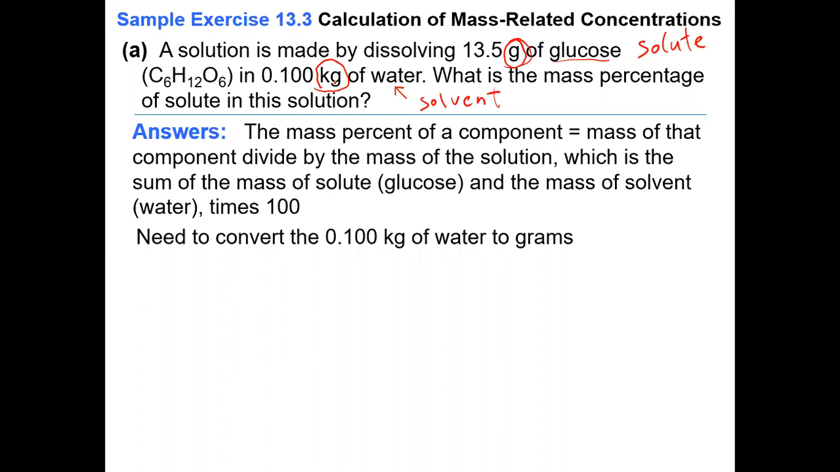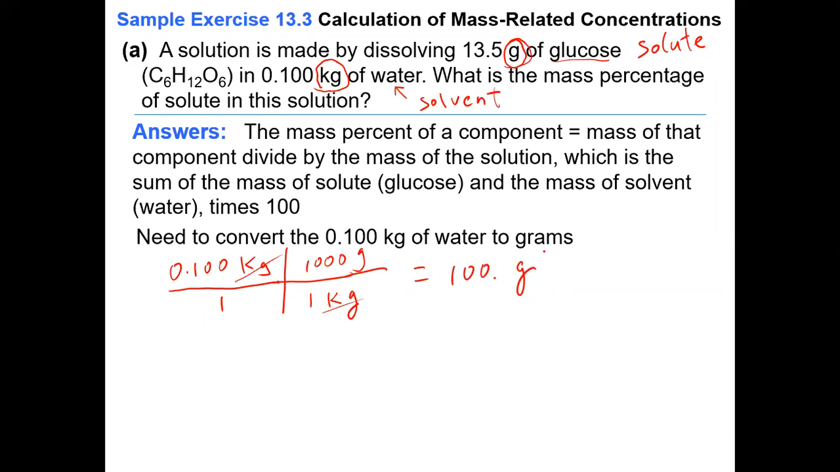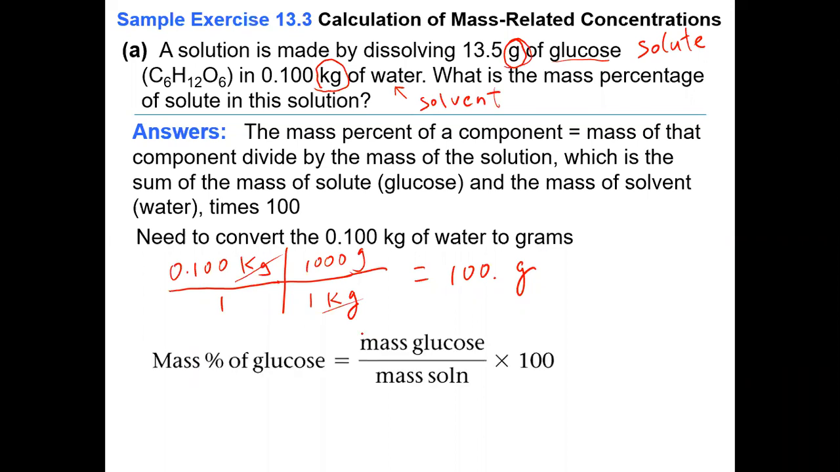So what you do is convert this 0.100 kilogram of water to grams by doing this conversion. We have 0.100 kg, and you can write it as over one. Now we know 1 kg is 1,000 g. Cross out the kg, and therefore we have 100 grams. So you want to find this ratio and then times 100. This is the ratio I said we talked about on the last slide.